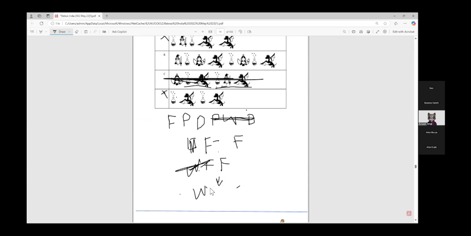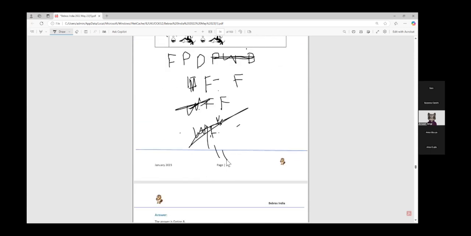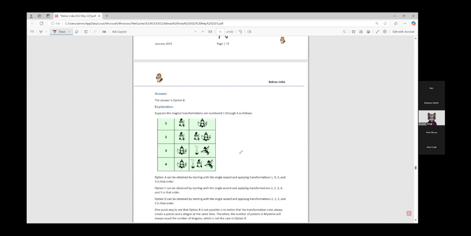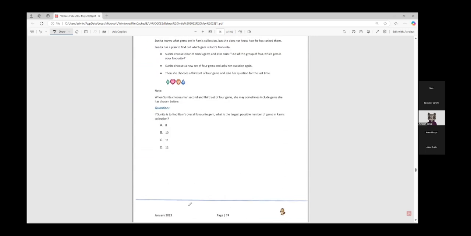This comes down. And fairy. And wizard and fairy again is just a wizard. And so for option C as well, we end up with one wizard. That means we can do it. So option B is the right answer, which is the only one remaining in the end. Yeah. Let's just move on to the next question.